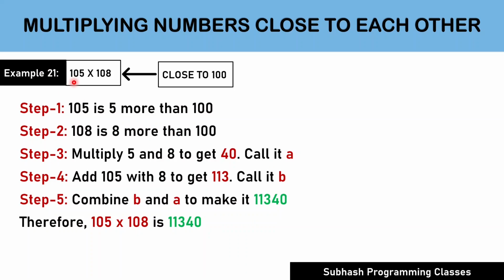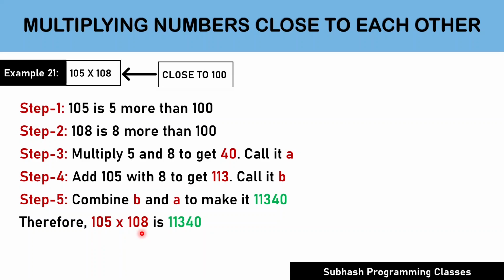We have another example where we are multiplying 105 into 108 and these numbers are close to 100. Following the same method as we did on the previous slide. Following step 1, 105 is 5 more than 100, 108 is 8 more than 100. Multiplying 5 and 8 we get 40 and let's call it A. Step 4, add 105 with 8 to get 113 and let's call it B. Now as a final step, just combine B and A together to make it 11340, and 11,340 is the actual answer for 105 into 108.